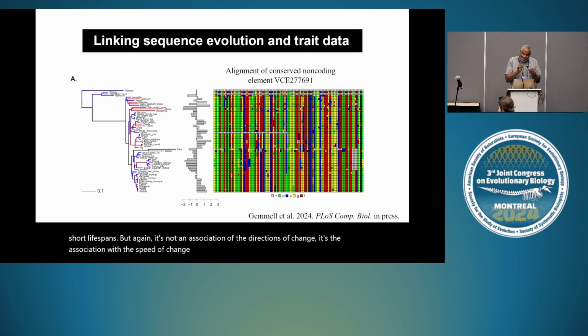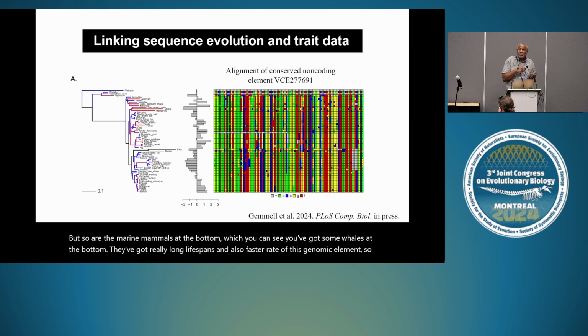And so that branch with the shrews and other rodents at the top is contributing to the success of this association. But so are the marine mammals at the bottom, which you can see. You've got some whales at the bottom. They've got really long lifespans, and also a faster rate of this genomic element. So both of those scenarios are contributing to the association between the genomic element and the phenotype.